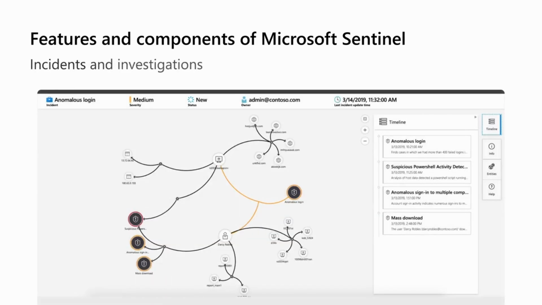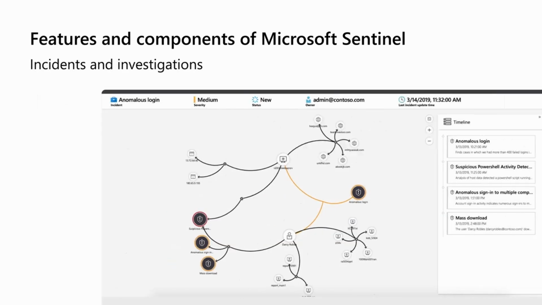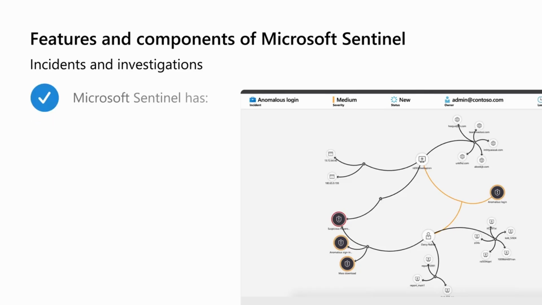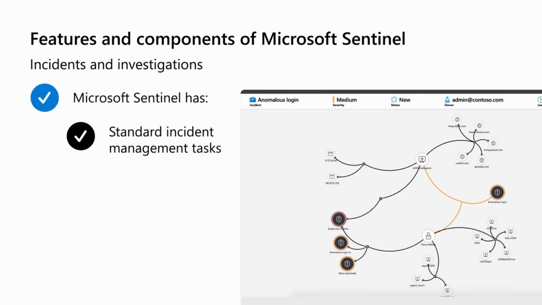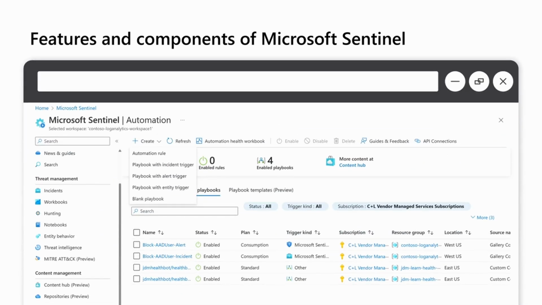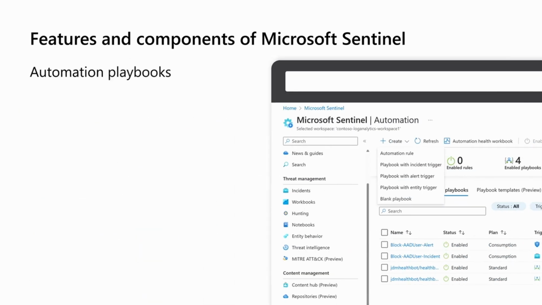Now, what are incidents and investigations? You can view a created incident when your enabled alert gets triggered. Microsoft Sentinel allows you to do standard incident management tasks, like changing status or assigning incidents to individuals for investigation. Microsoft Sentinel also has investigation functionality, so you can visually investigate incidents by mapping entities across log data along a timeline. And the last feature and component are automation playbooks.